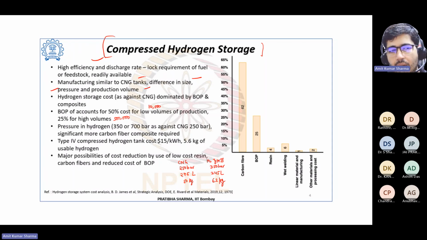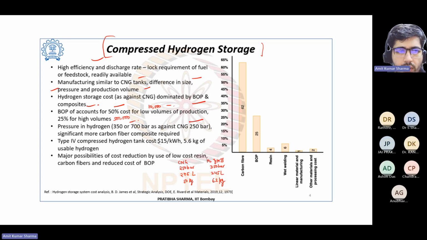If we compare the cost of a CNG cylinder and a hydrogen cylinder, the major difference is due to the BOP, balance of plant, and composites. The BOPs account for 50% of cost for low volume. Low volume means 10,000 units of production, and 25% for high volume. The pressure in H2 storage will be around 350 or 700 bar, but in CNG we need only up to 250 bar.